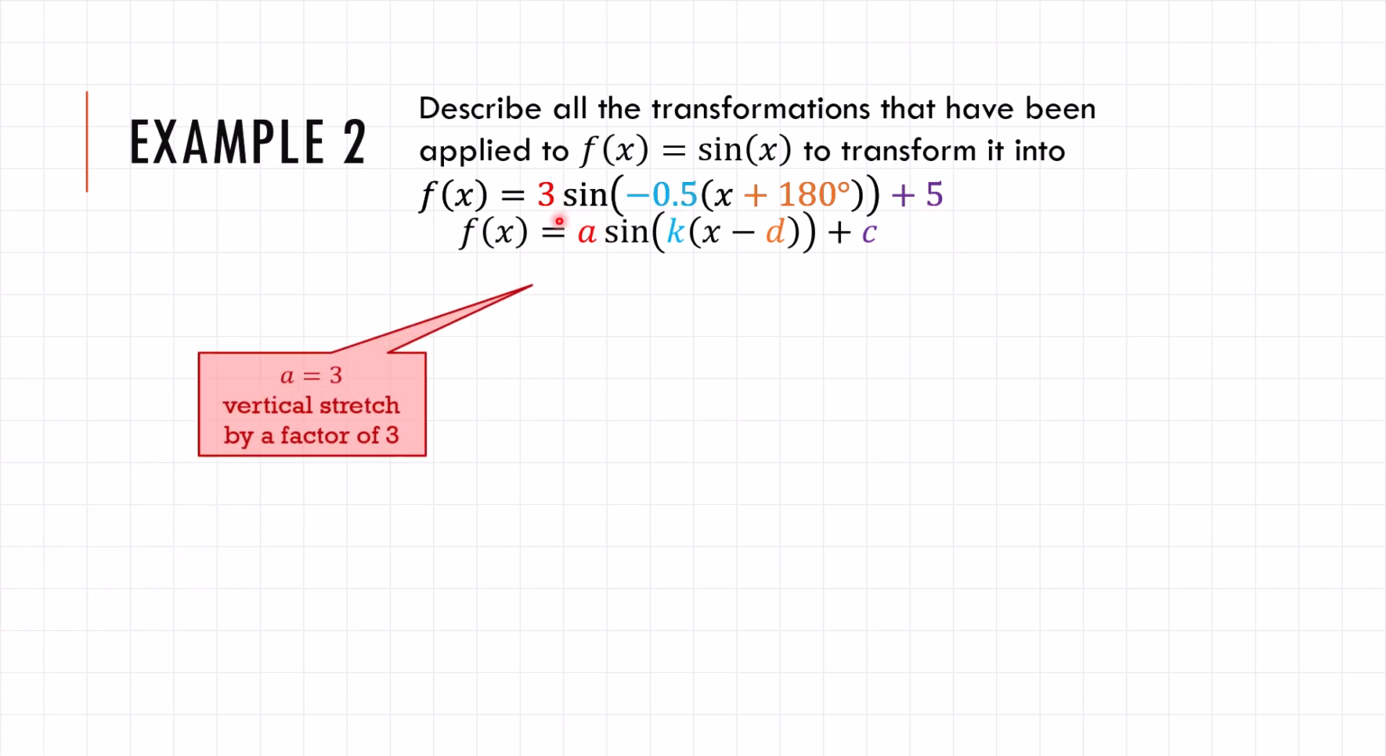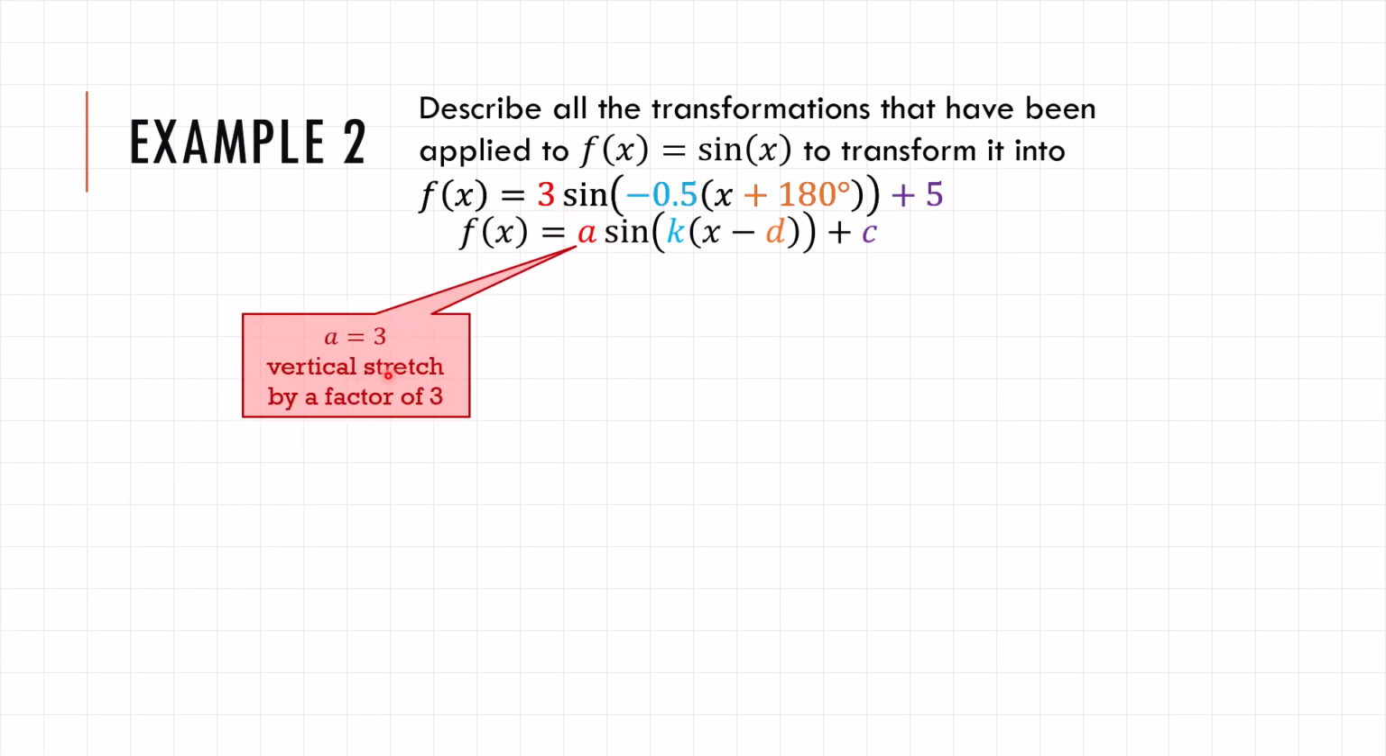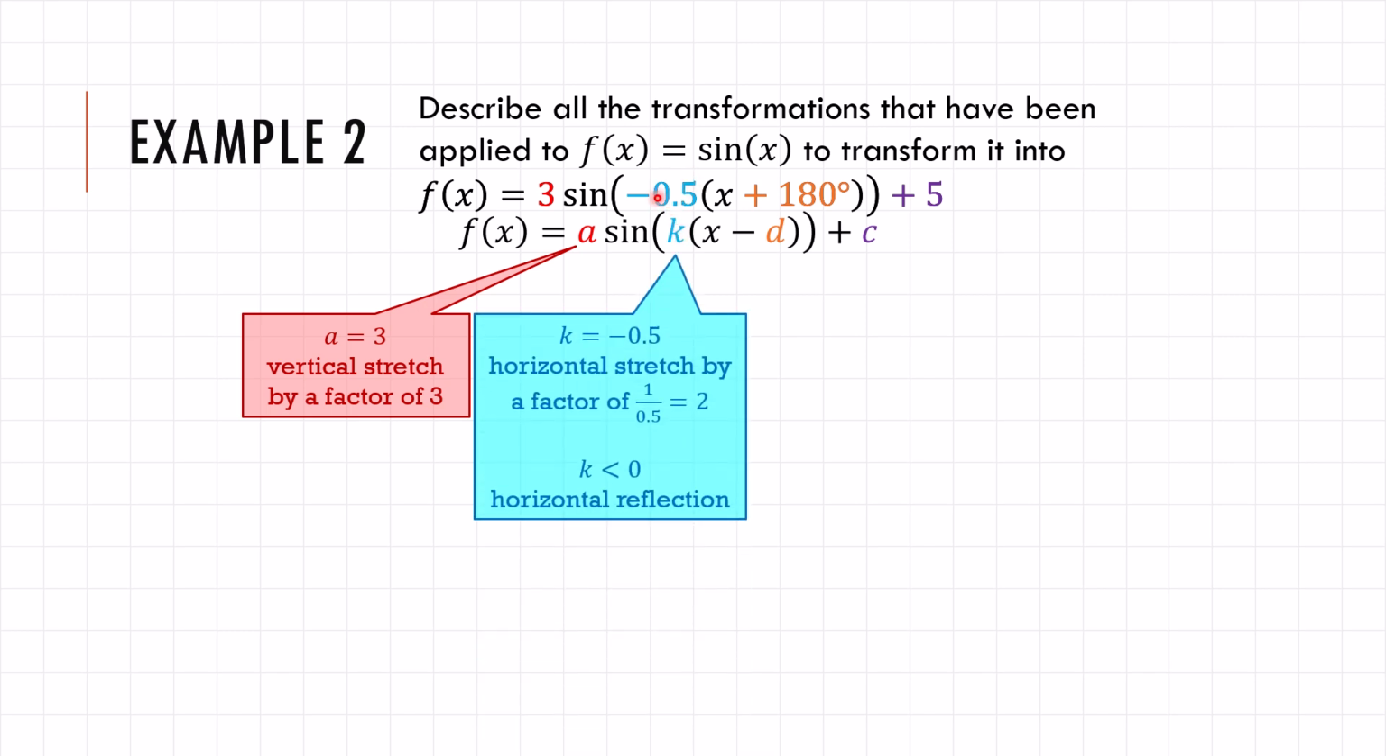And because a is 3, that means that there has been a vertical stretch by a factor of 3. It's not negative, so there was no reflection. And because k was negative 0.5, because it's 0.5, that's a small number, so that means the function was horizontally stretched. And that was done by a factor of the reciprocal. So the reciprocal of 0.5 is 1 over 0.5, and if you actually divide these, you'll get 2. Now, because k is a negative number, because k is less than 0, there has also been a horizontal reflection.